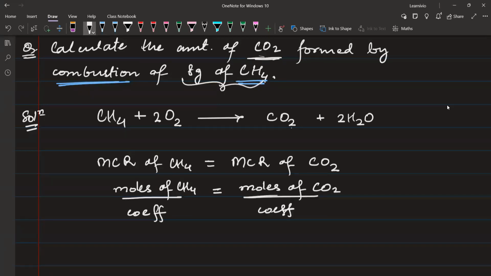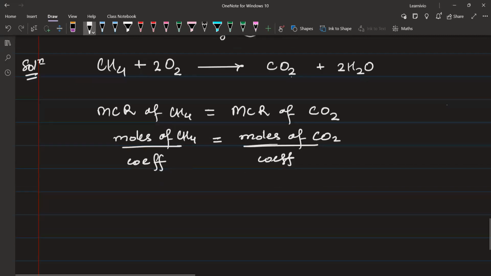ठीक है, ये सोनो प्लीज टेल मी. यहां तक तो कोई दिक्कत नहीं ना. एमसीआर का मतलब समझ में आ गया, मोल्स टू कोएफिशिएंट रेशियो. Tell me guys, any problem? No, sir. Any problem guys? No problem. How can we calculate the number of moles of CH4?